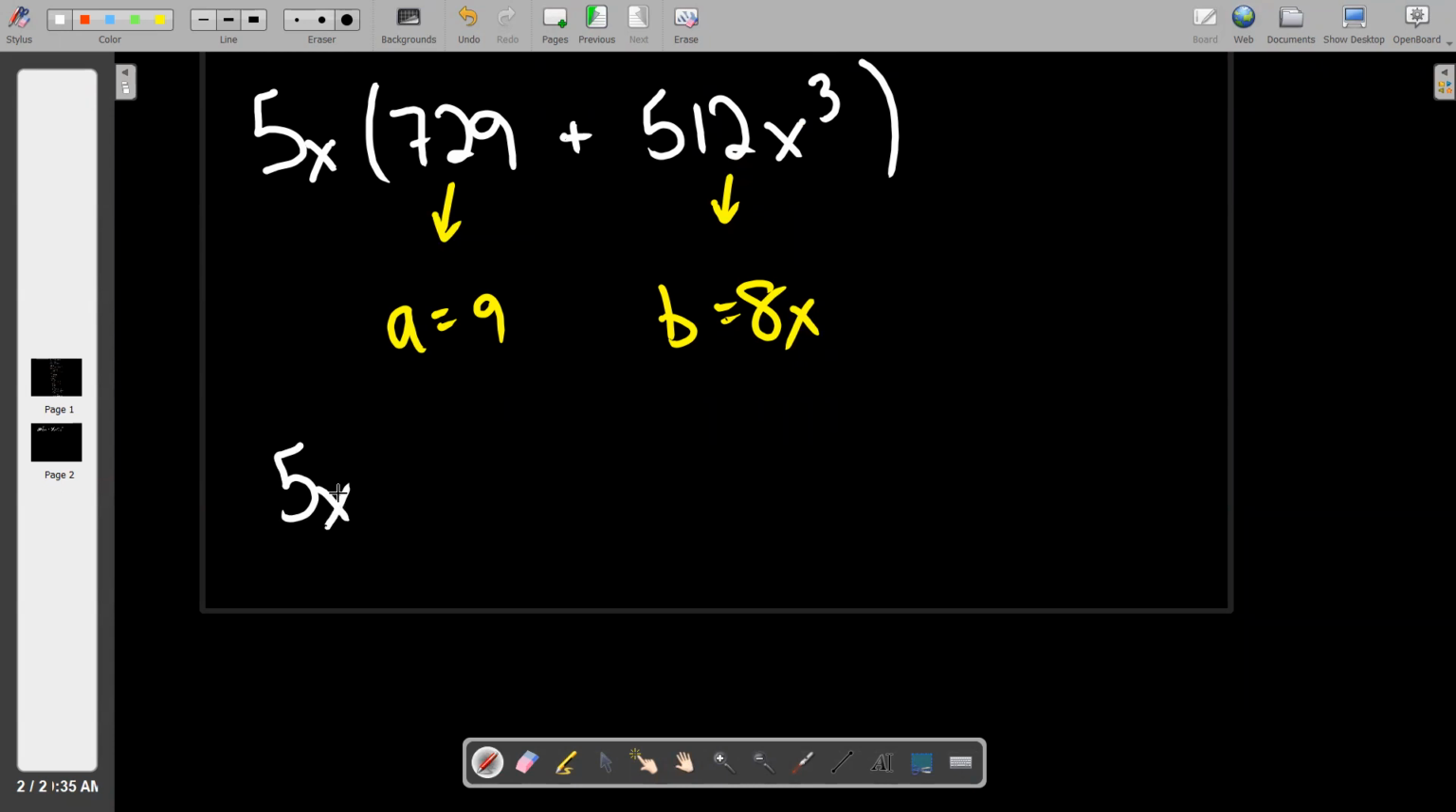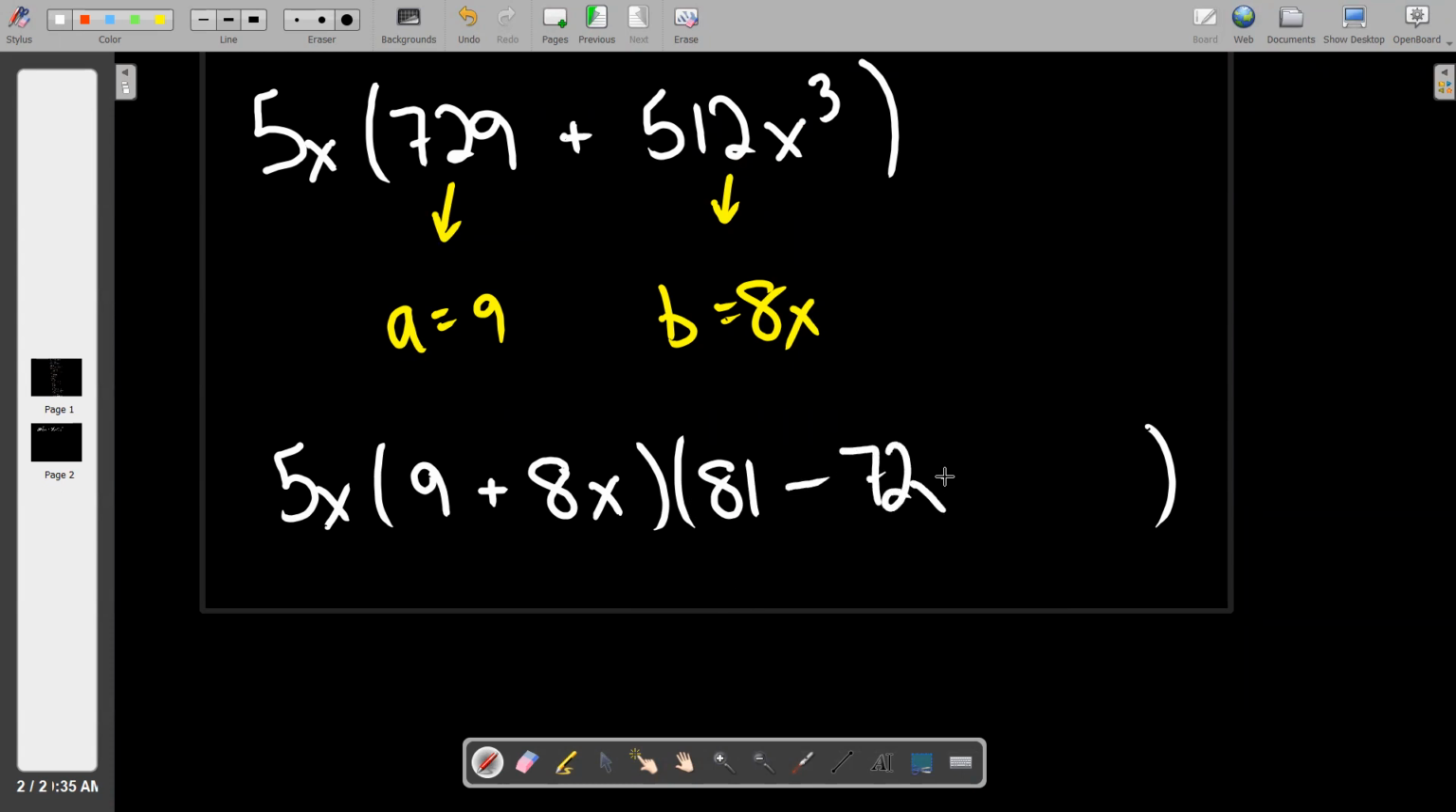Here we go. 5x times short set times long set. Over and over again. What's going to go in short set? What's going to go in long set? 81 minus 72x. There you go. And that, my friends, is how you factor sums and differences of cubes.